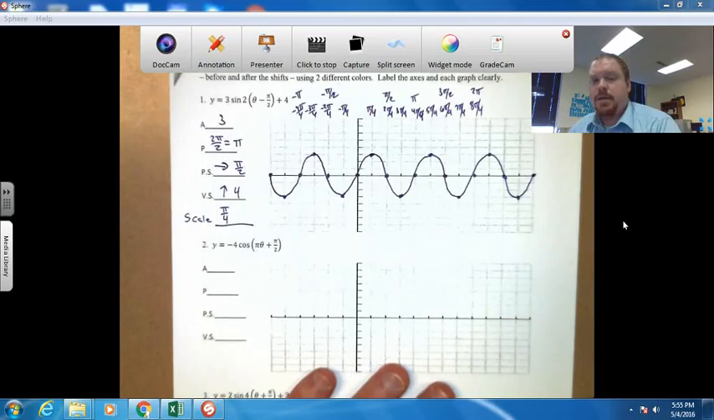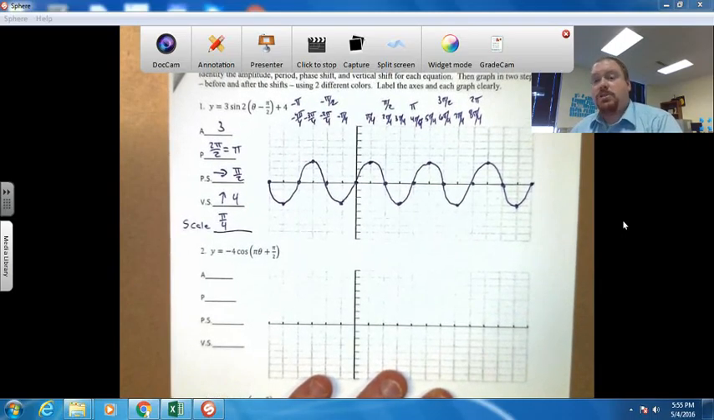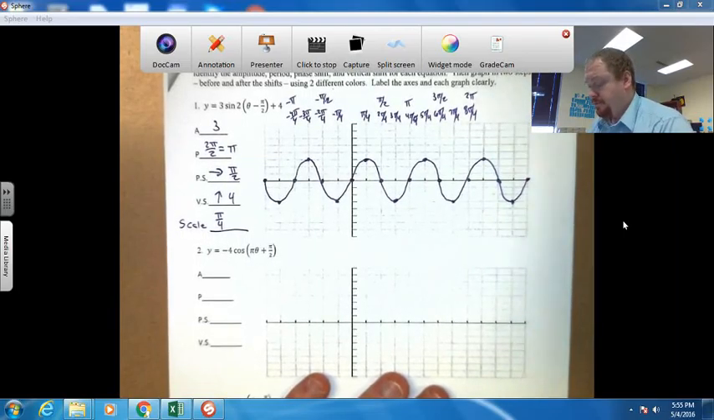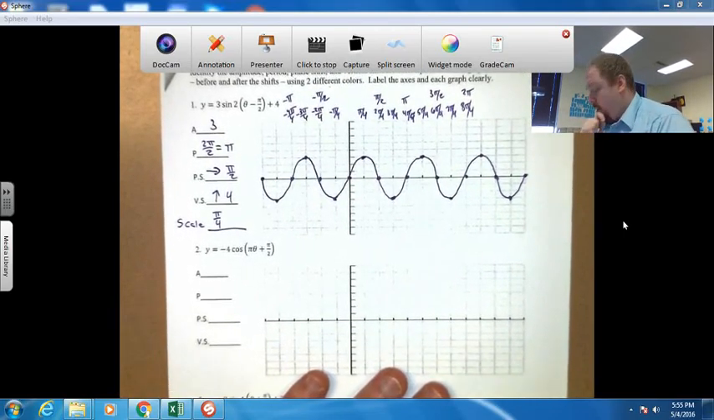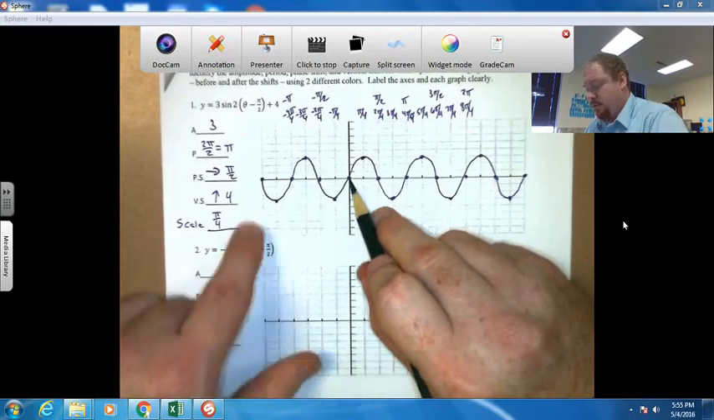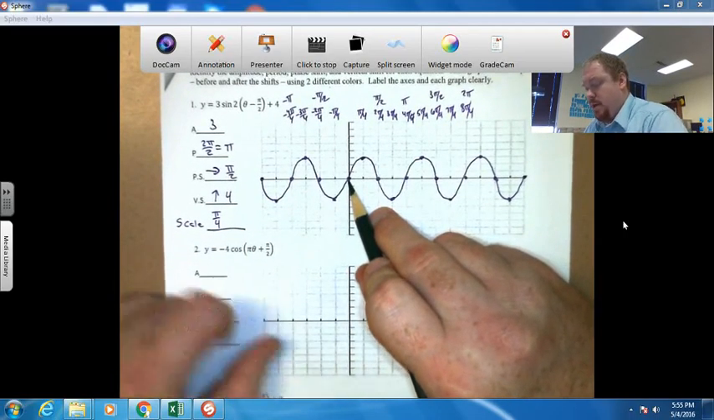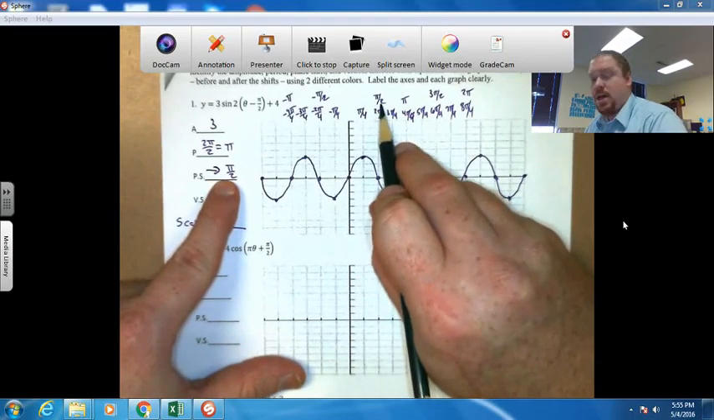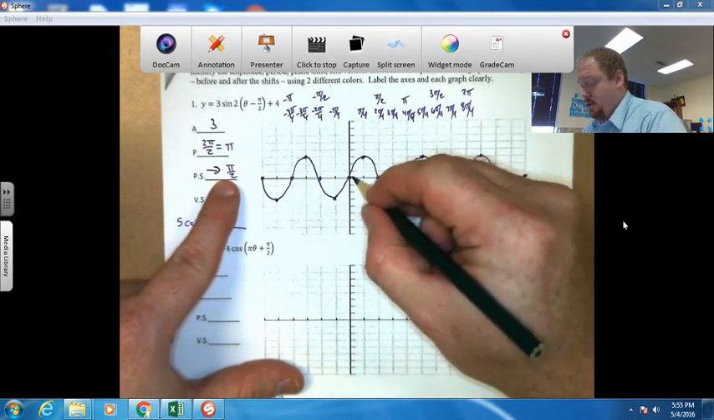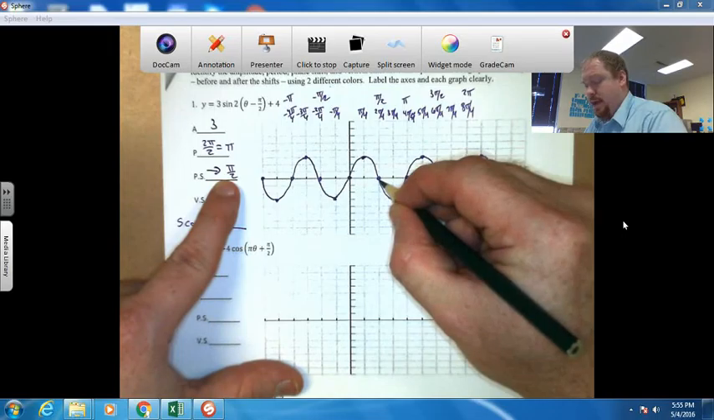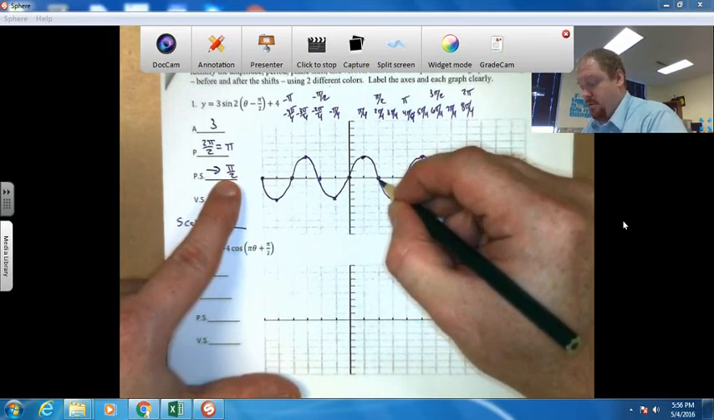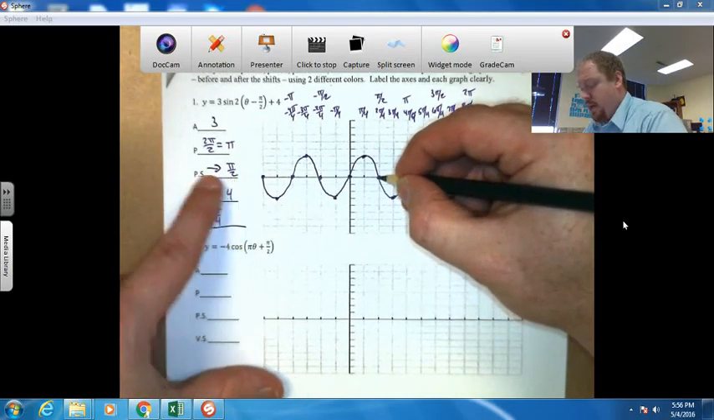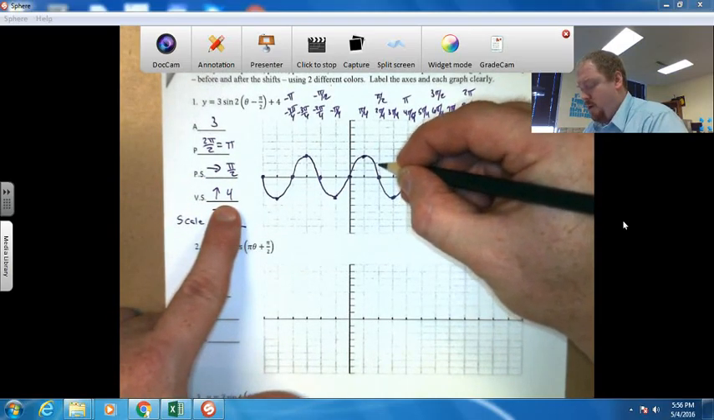Now, I'm going to actually shift this graph. Okay, so, here we go. I'm going to take my point here, and the horizontal shift is right pi over 2. Hey, look, there's pi over 2. So that's 2 lines. So this point here goes right 2, and then up 4. 1, 2, 3, 4.